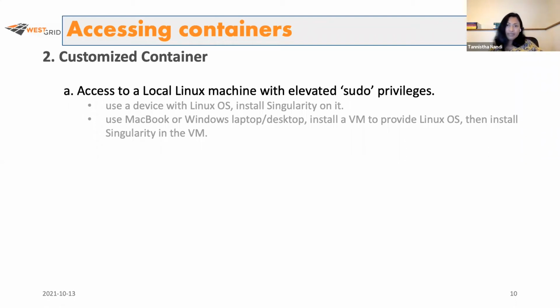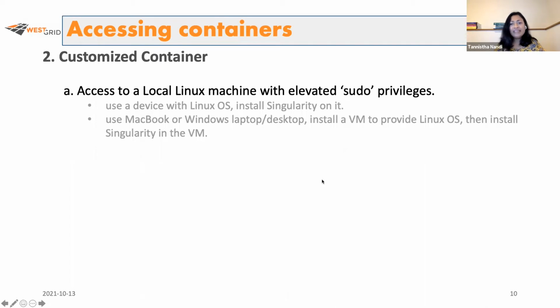So what will you need? Here, you would need a device, either with a Linux OS, where you have these elevated privileges and you can install Singularity on it. Or if you're working on a MacBook or Windows, you can spin up a virtual machine with a Linux operating system and then install Singularity in that VM. So that's where you will build your custom images.